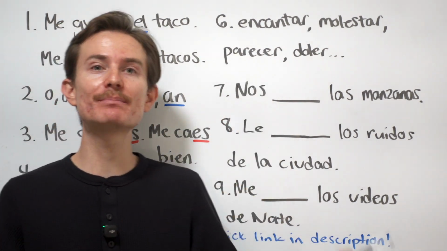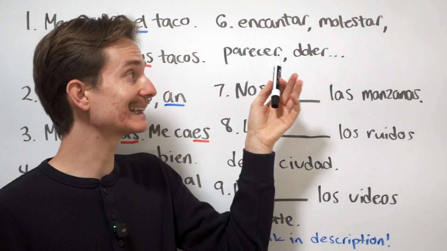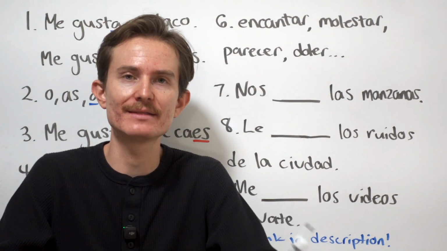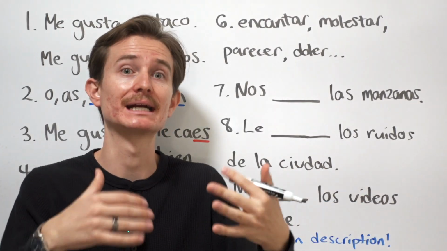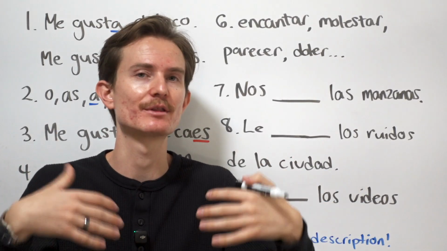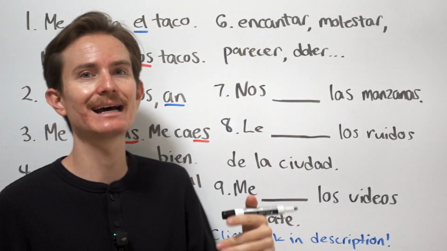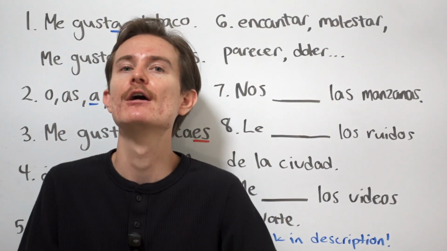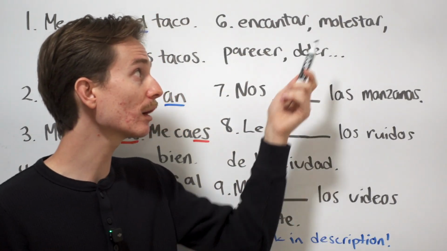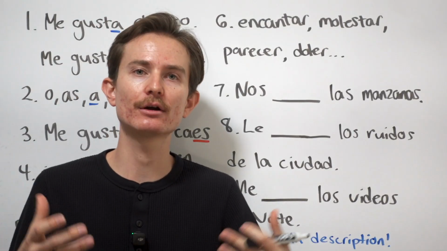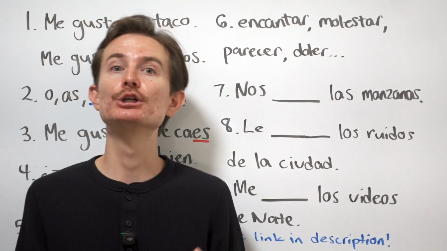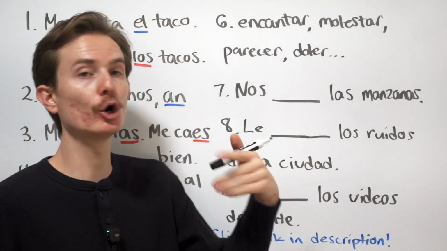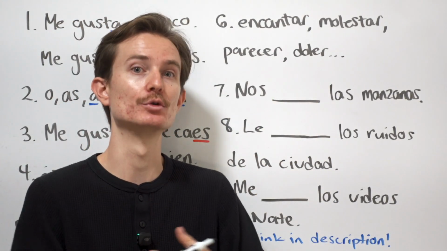Okay, so other verbs that behave like gustar. Encantar, meaning to love. Okay, this is not necessarily to love someone. It could be used in the sense, me encantas, I love you, I think you're awesome, I think you're great. But here, encantar means that you love something, like I love basketball, for example. Molestar, meaning to bother or to annoy, can also mean to disturb. Parecer, meaning to seem. And doler, meaning to ache or to hurt.